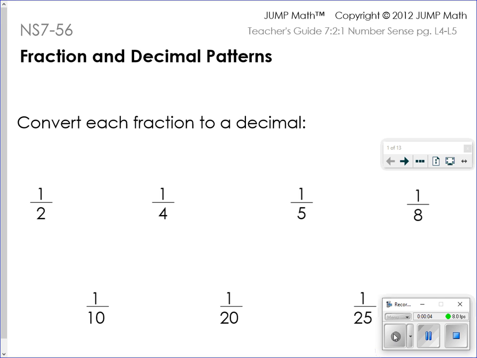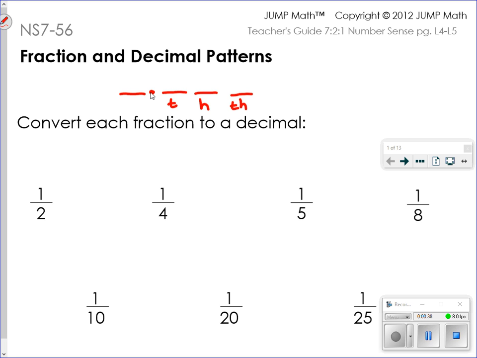Today we're going to continue to build on our understanding of fractions and decimals to identify some patterns and some ways that they are related, especially patterns when it comes to multiplying fractions and decimals. So if we had to convert each of these fractions to a decimal, we know that our decimal place values after the decimal point are tenths, hundredths, thousandths, and then it keeps continuing on to ten-thousandths, hundred-thousandths, millionths, and on and on, okay?